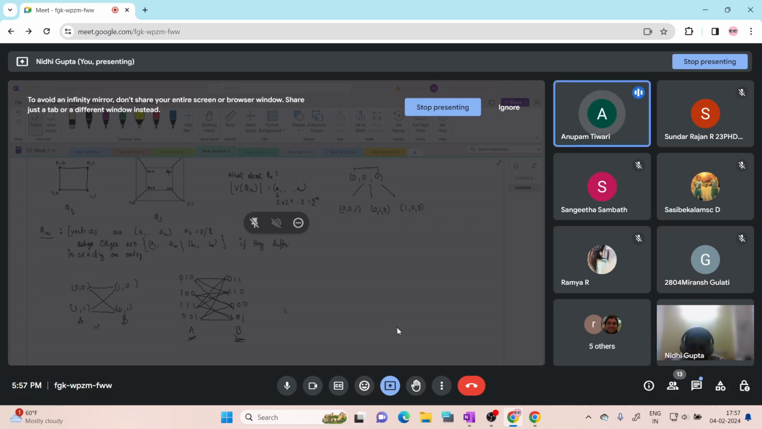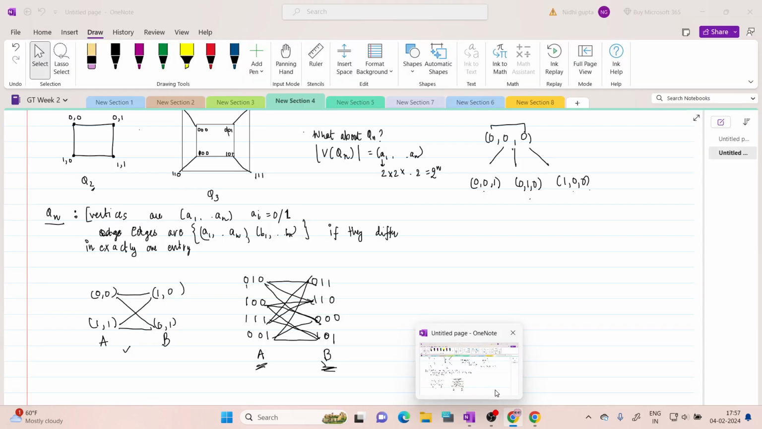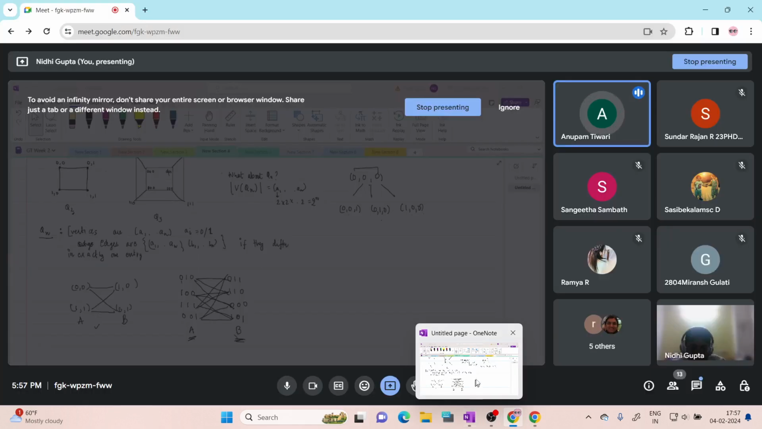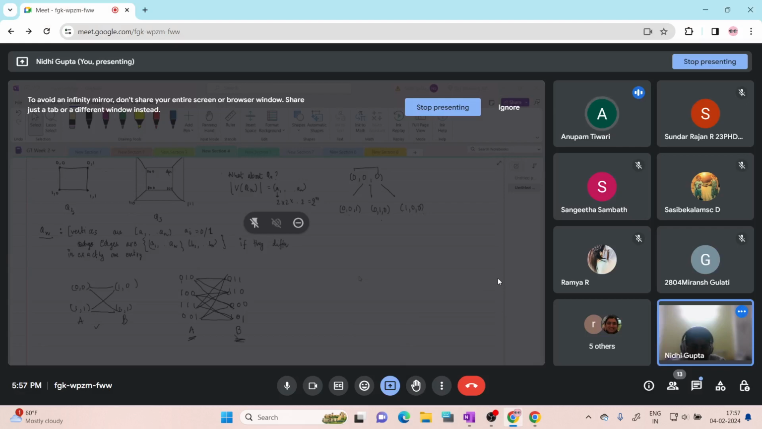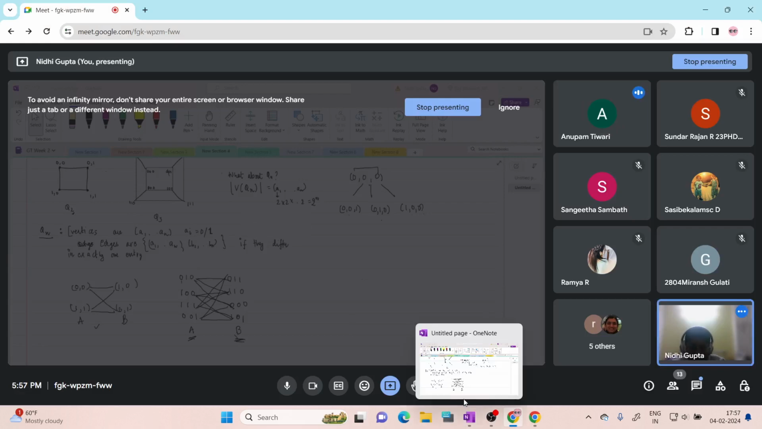Ma'am, as you said, only one digit to change. Yes. If you see the adjacent vertices, whenever there is a change of only one digit, that is the connection. Yes, that is the basic idea.